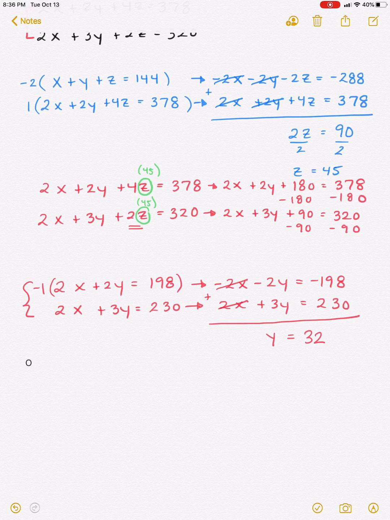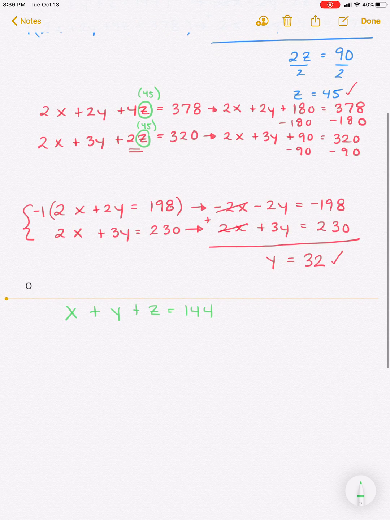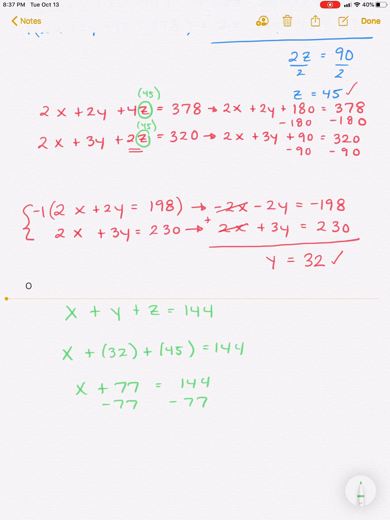All right. And then finally, we can go back into one of the original equations, and we can plug in our z and our y to find x. The equation that I like going back into is maybe this first one, x plus y plus z equals 144. I don't know what x is, y is 32, z is 45, so let's take a minute and combine like terms. x plus 77 equals 144, and when I subtract 77 from 144, this is where we come up with 67.